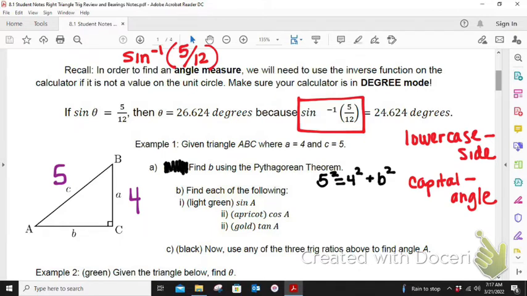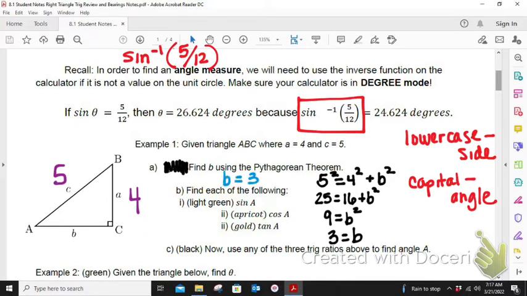So 3, 4, 5 is a real common right triangle. So you probably know that that's what it is. 25 equals 16 plus b squared. 9 equals b squared. So little b is 3. So that's the answer to example 1. So example 1, where it says find b, equals 3.